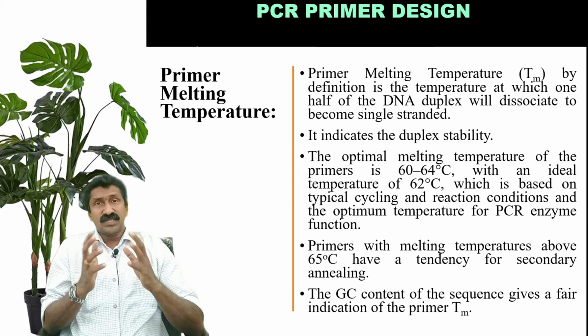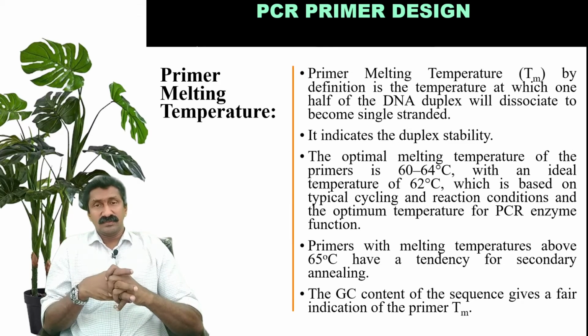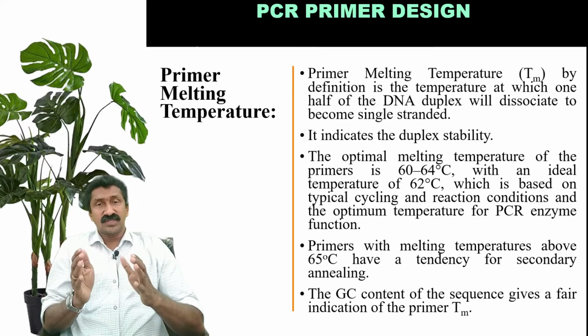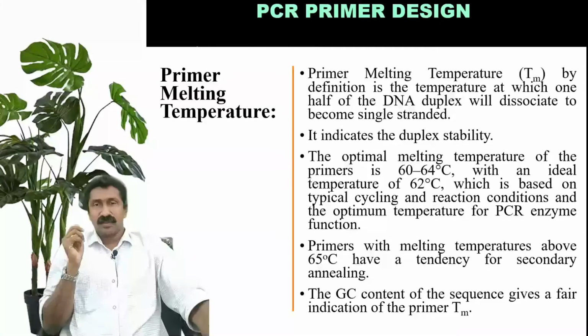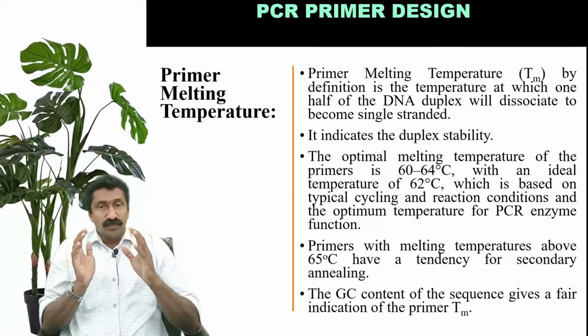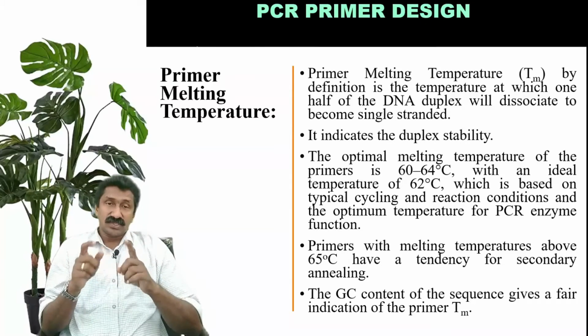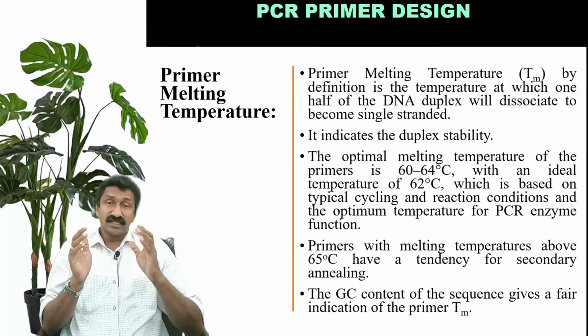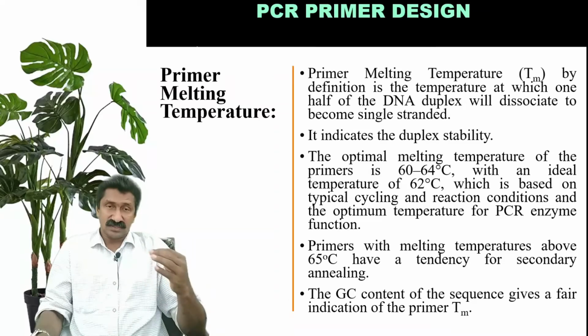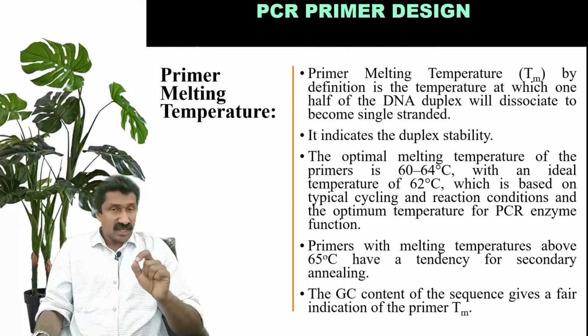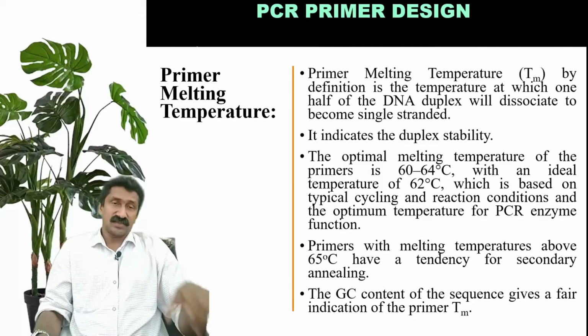Then primer melting temperature is another factor. Primer melting temperature, or TM, by definition is the temperature at which one half of the DNA duplex will dissociate to become single stranded. So it indicates the duplex stability. The optimal melting temperature for the primers is 60 to 64 with an ideal temperature of 62, which is based on the typical cycling and reaction conditions and the optimum temperature for the PCR enzyme function.